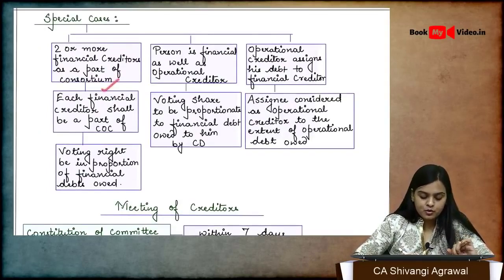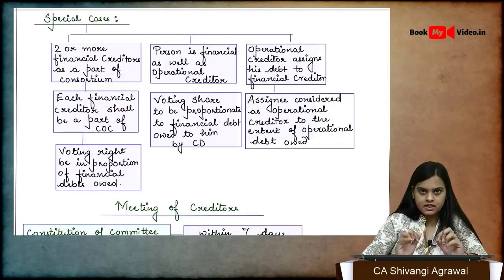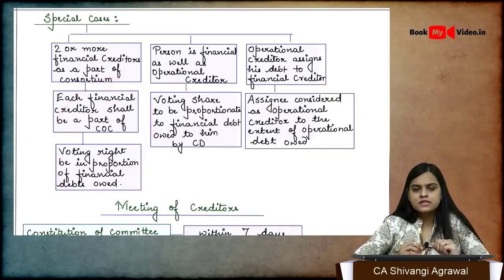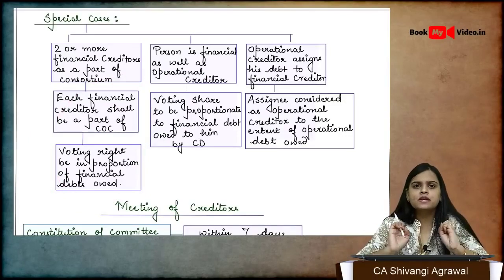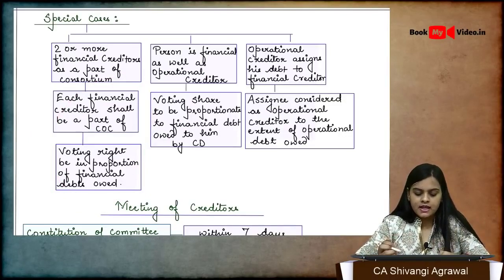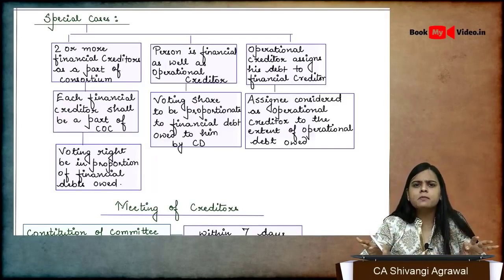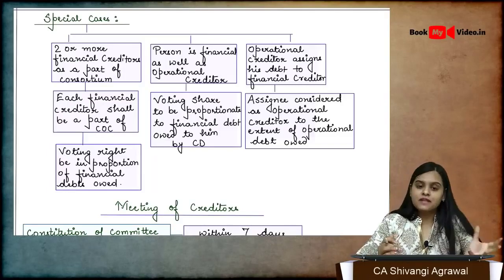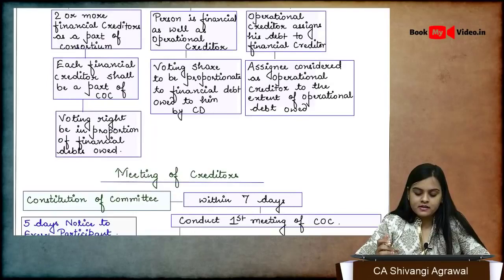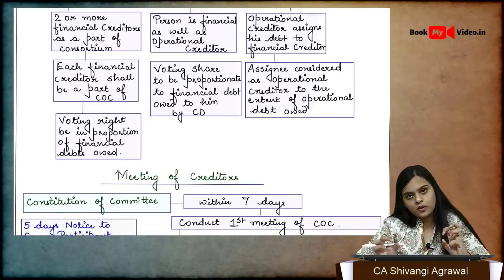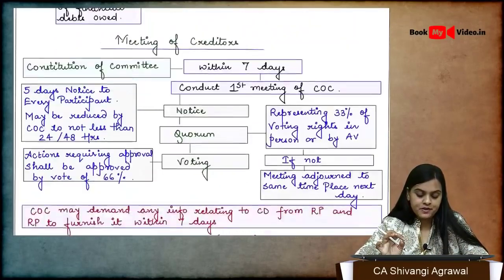If there are two or more financial creditors as a part of a consortium, that means they have collectively advanced the money, then they both are going to be part of COC, and their voting will be in proportion to the amount that they have advanced. If a person is a financial as well as an operational creditor, then his voting share will be determined accordingly in proportion to his debt as a financial creditor, right? And if he assigns his debt to a financial creditor, then again the voting will be accordingly proportionate.